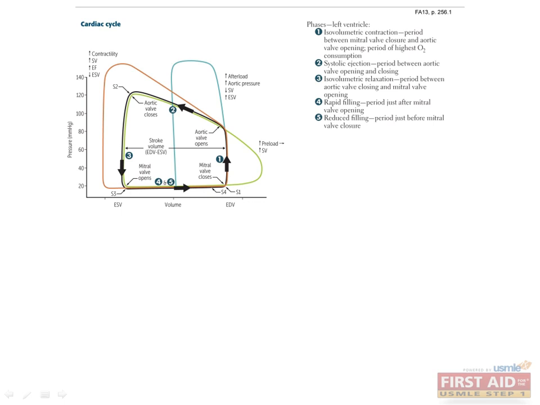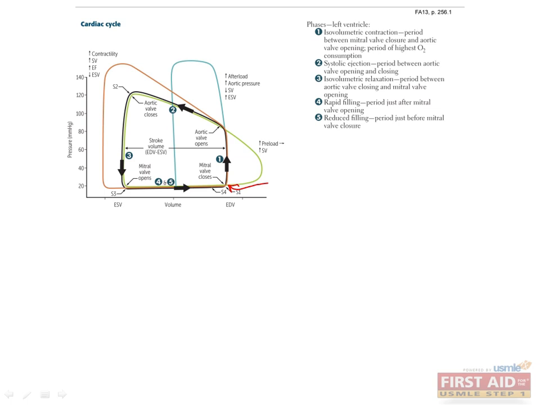Let's start at the bottom right of the black curve, here. This corresponds to the end of diastole. To follow this type of curve, you have to go around the circle in the direction of the black arrows. Phase 1 corresponds to ventricular contraction against a closed mitral valve and closed aortic valve. The pressure increases while volume remains the same, and this is called isovolumetric contraction.